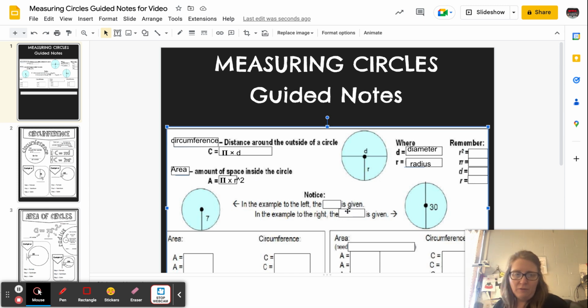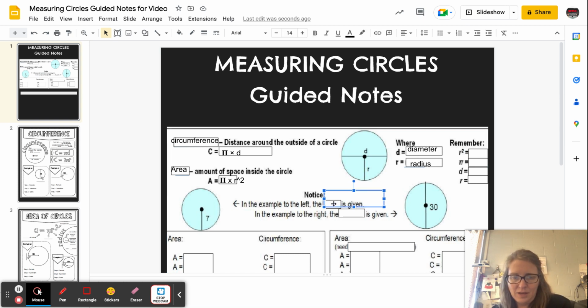If we look at the example here, to the left, the 7, the radius is given. And then in the example to the right, all the way across, the distance all the way across, that's the diameter. The diameter is given. And if you can't write it in there all the whole way, I'm sorry.